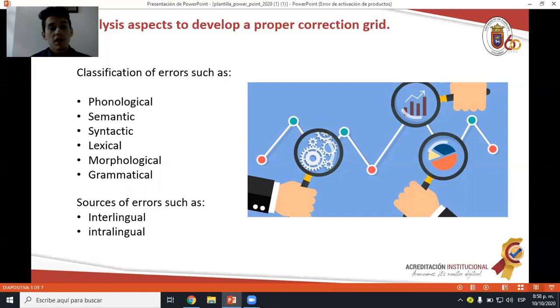We also need to take into account the source of errors, such as the interlingual, that is related to the interference from language one, that in this case is Spanish, and the intralingual, that is the interference from the second language, or the problems they have with learning a second language, that in this case is English.